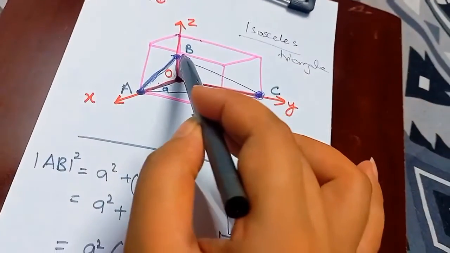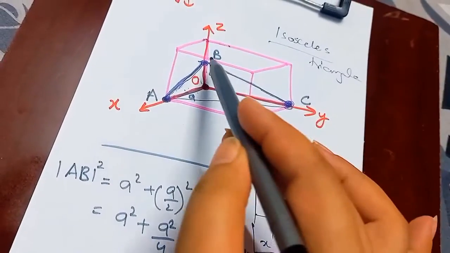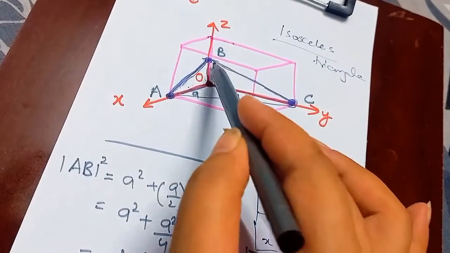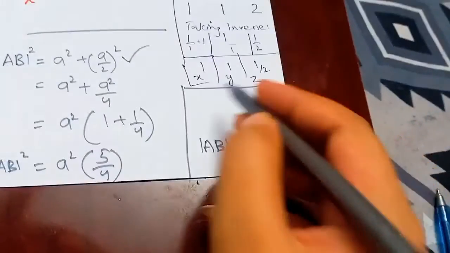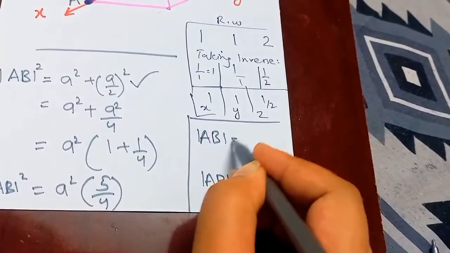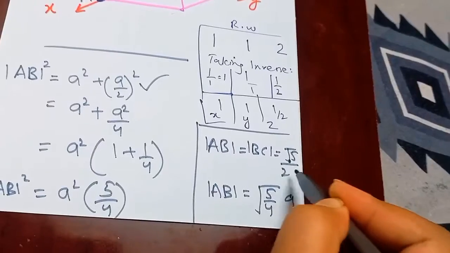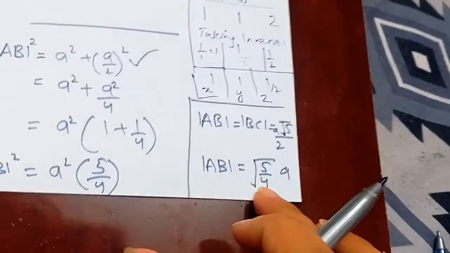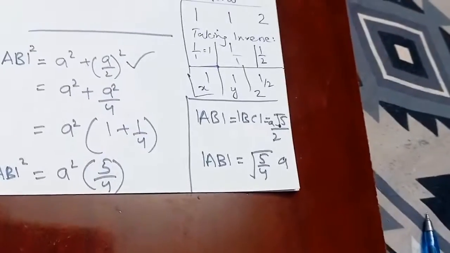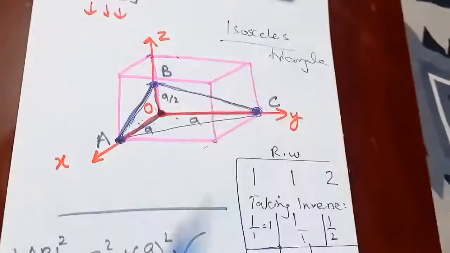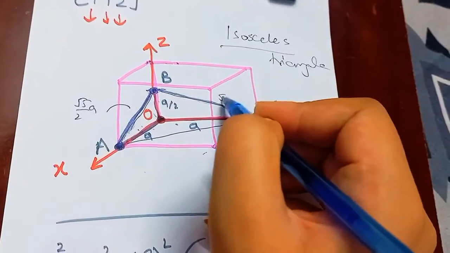Similarly, we can do it for this BC length. BC squared will be equal to a square plus a by 2 whole square. The same situation, it will give the same result. Hence, we can say that AB length is equal to BC length, that is equal to under root 5 by 2 into a. Under root of 4 will be 2 now, that is why I wrote it like that. So these lengths are under root 5 by 2a, this length is under root 5 by 2a.